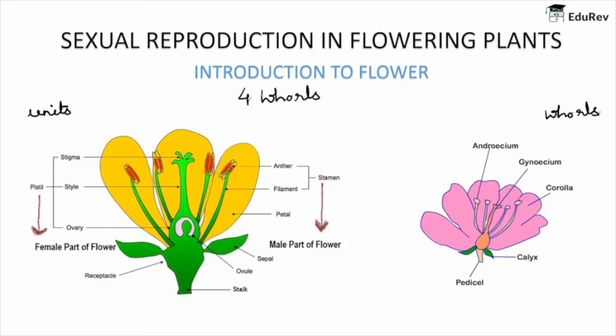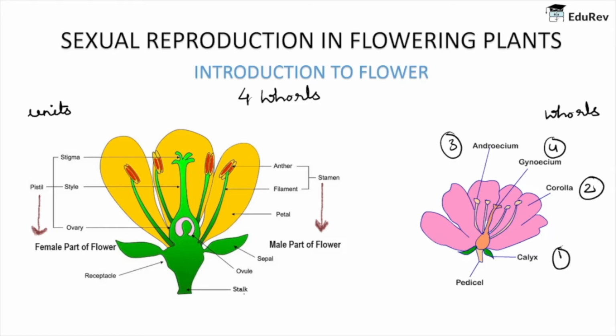Looking at the right side, the pink flower, the 4 whorls I am going to label as calyx, number 1, corolla, number 2, androecium, number 3, and gynoecium, number 4. And the units they have we are going to discuss from the left side, the yellow flower. Alright, so pay attention. Now let us start. We will begin with the stalk first.